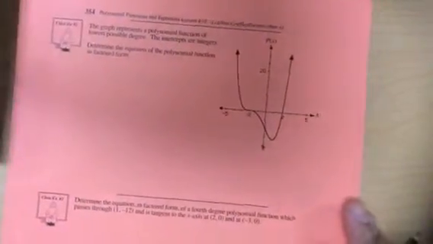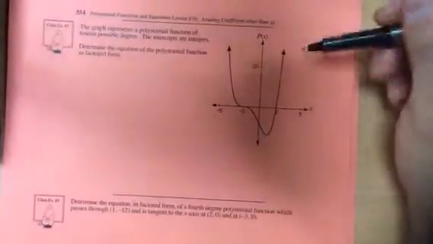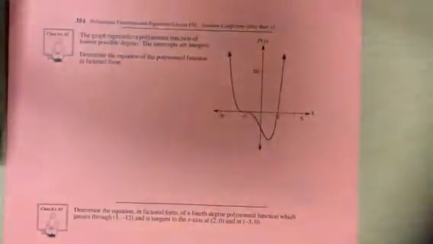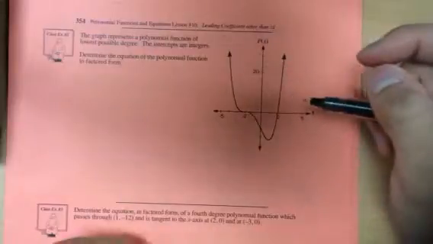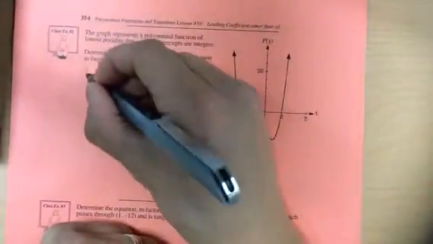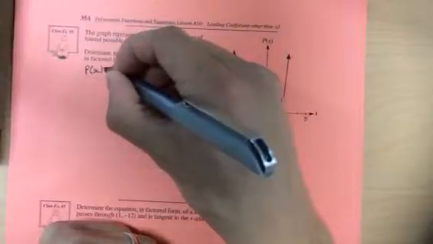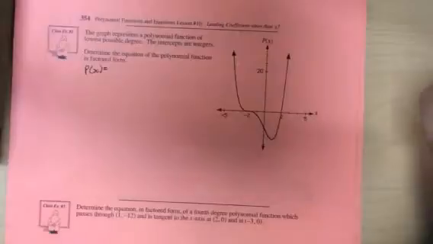All right. Now let's look at this next example. The graph represents a polynomial function of lowest possible degree. The intercepts are integers. Determine the equation of the polynomial function in factored form. All right. Now we know we're looking for something like this: P of x is equal to c times the factors.